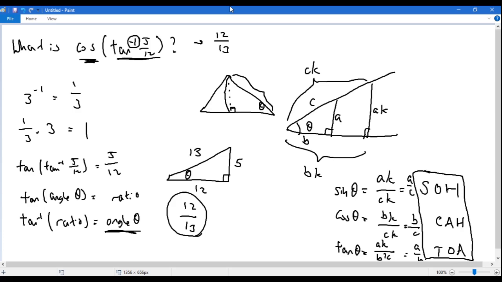If you would like more information, you can always Google trigonometric identities or trigonometry, and you can probably find a lot of things on the internet as well.